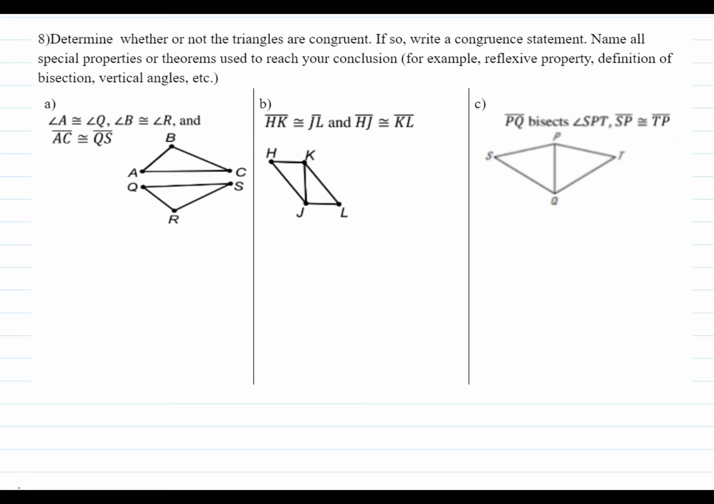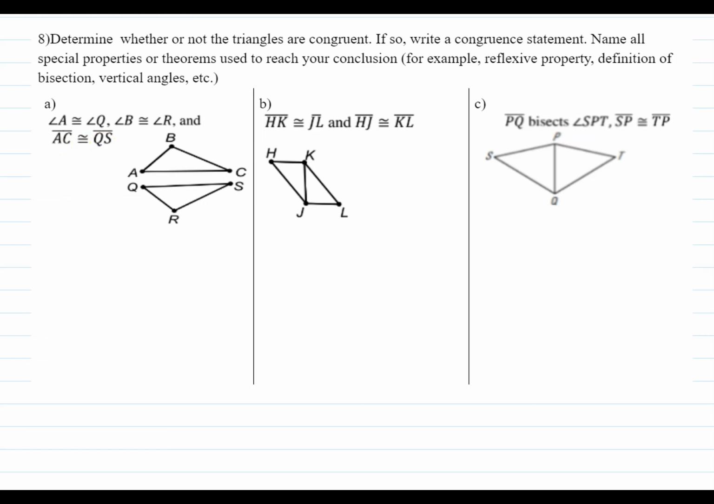Number 8. Determine whether or not the triangles are congruent. If so, write a congruent statement. Name all the special properties or theorems you use to reach your conclusion. For example, the reflexive property, the definition of bisection, vertical angles, etc. Okay, part A. Angle A is congruent to angle Q, angle B is congruent to angle R, and side AC is congruent to side QS.